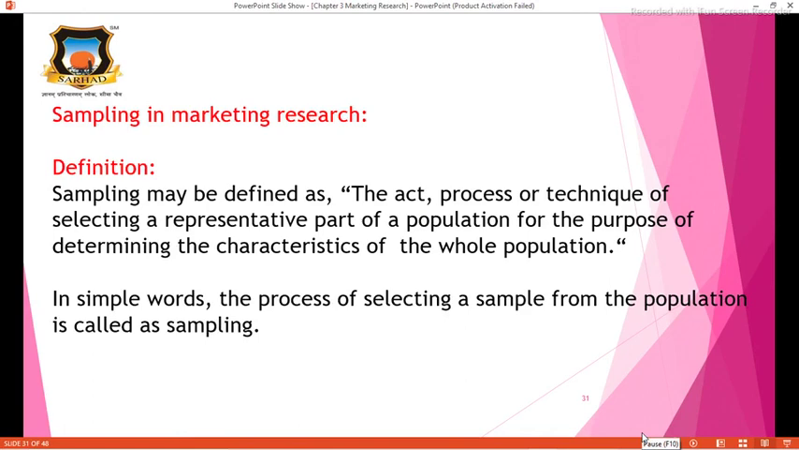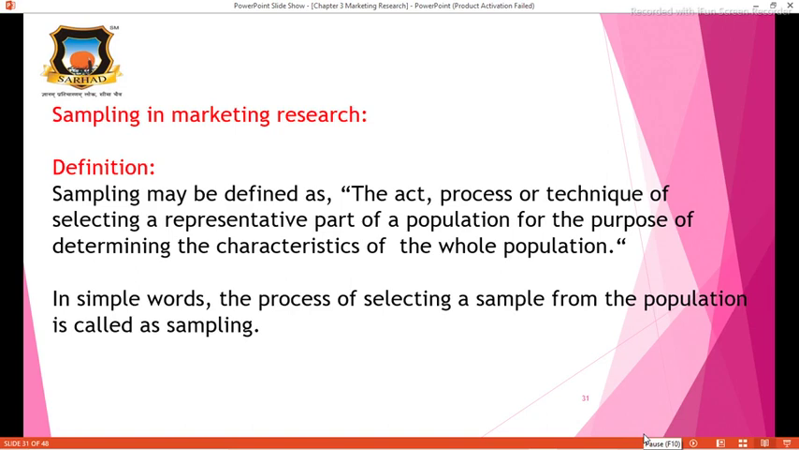Now let us discuss sampling in market research. The definition: sampling may be defined as the act, process or technique of selecting a representative part of a population for the purpose of determining the characteristics of the whole population. In simple words, the process of selecting a sample from the population is called sampling.